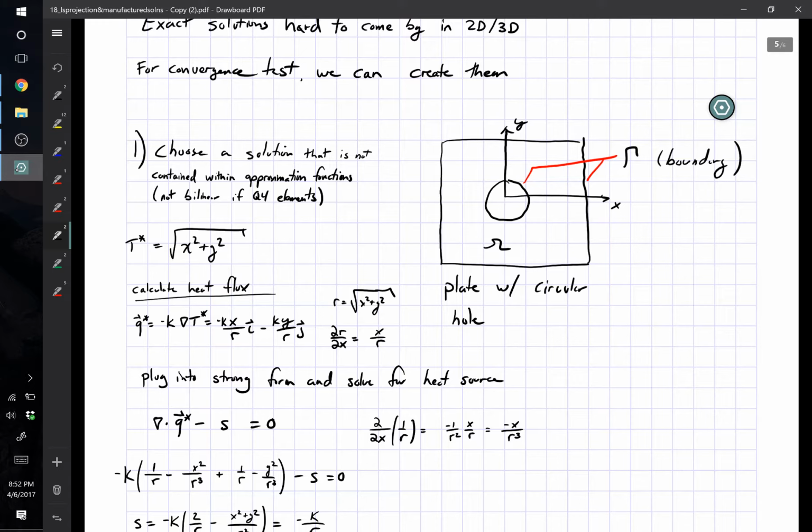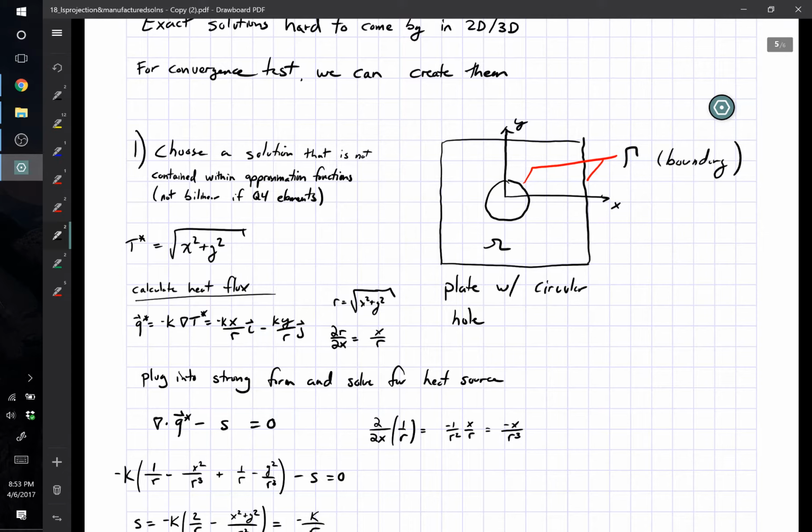We'll say that T star, so T star means that this is our chosen solution. So we're saying the answer to the problem that we're going to solve is the square root of x squared plus y squared. And so now the question is, well, what's the problem that's the answer to? And it turns out that's a lot easier to determine than it is to pick a problem and then try to find a solution to it.